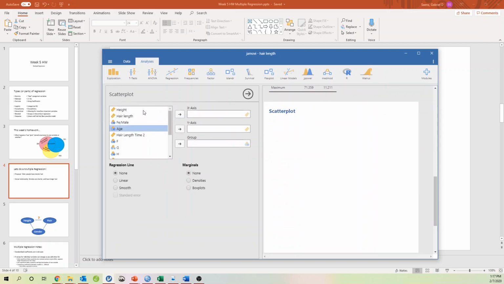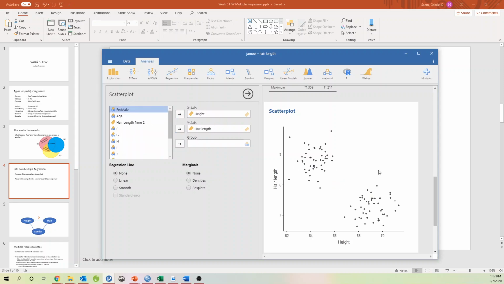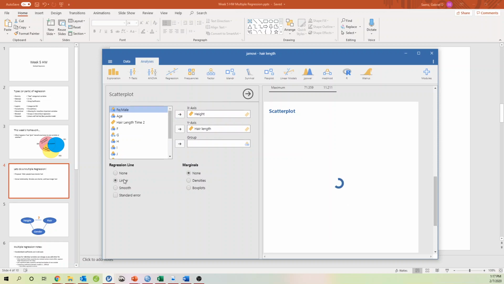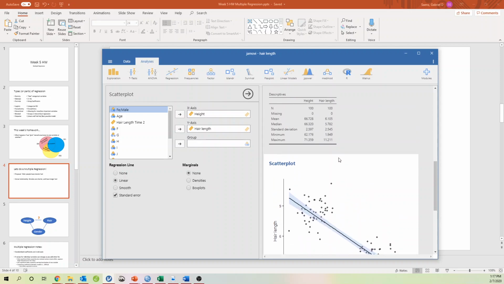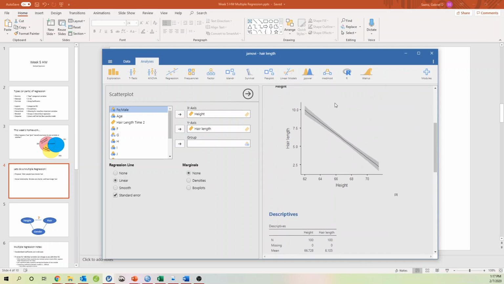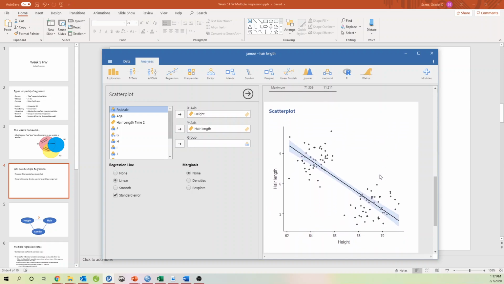So again, we're going to put in our dependent variable hair length, y-axis, independent variable height, x-axis. We're going to get a linear regression line. This is the same linear regression line that we have over here. The scales are a little bit different, but you see it goes from 10 down here and ends at about the 80 mark. So this goes from about 10 down here, ends at the 80 mark, so it's the same line.